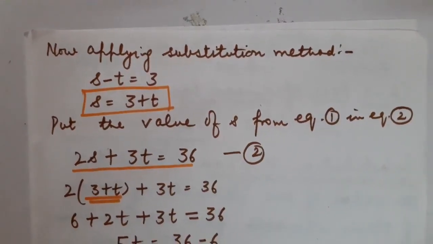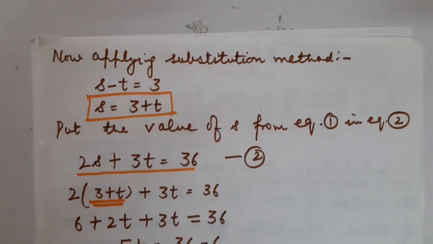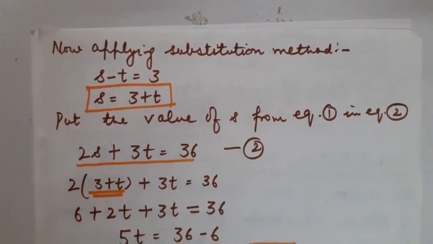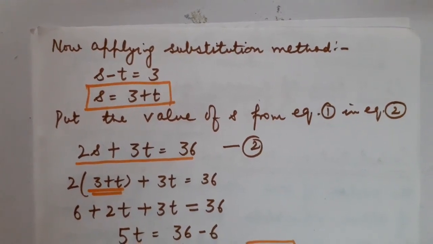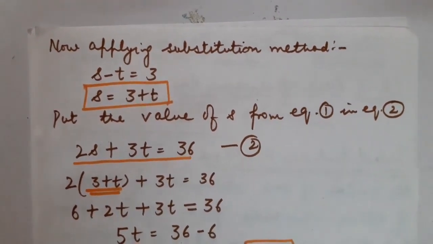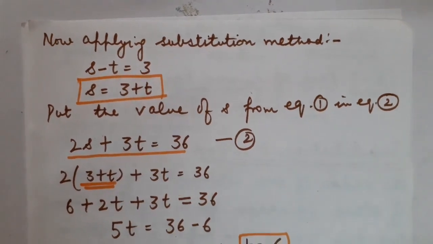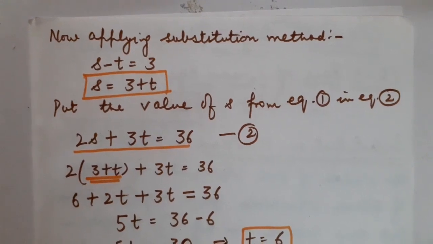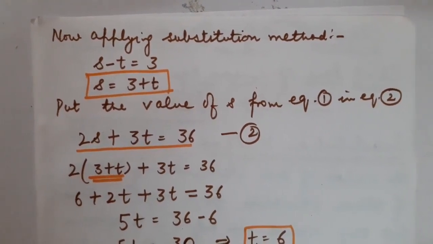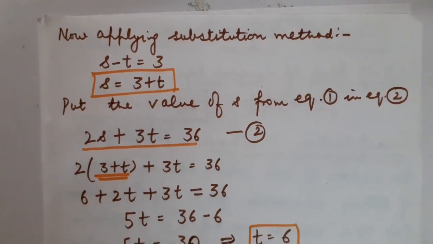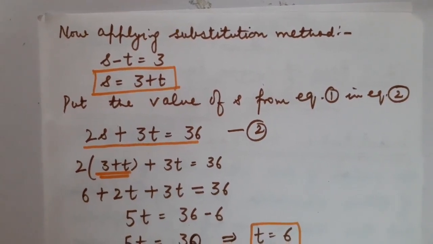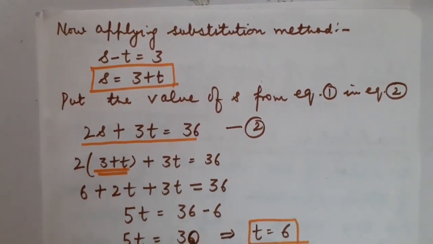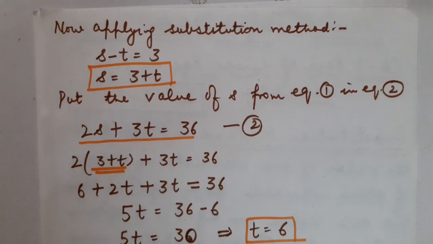Now I am going to apply substitution method. What is to be done? From the very first equation, that is s minus t is equal to 3, I am going to find the value of s from there. It would be 3 plus t. Now putting the value of s from equation number 1 in equation number 2. Equation number 2 is 2s plus 3t is equal to 36. Now at place of s, children, I am going to put 3 plus t. See, 2 into (3 plus t) plus 3t is equal to 36.